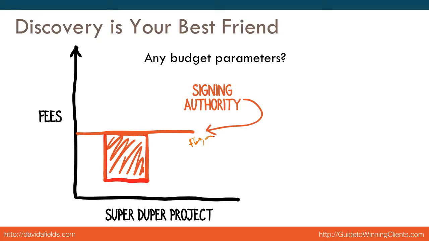Not unless he wants to start this whole discovery process over again with a higher level manager who has less urgency around this project and is less likely to sign. So if there are signing limits, if there's a signing authority, respect that.